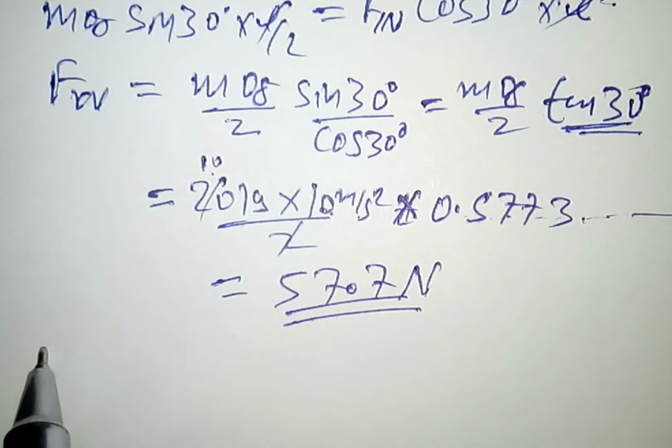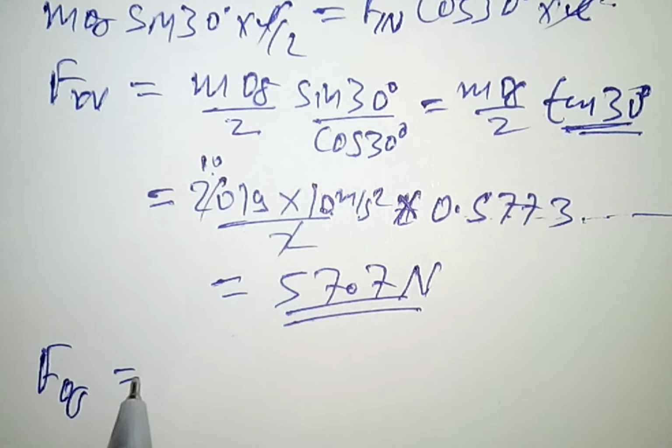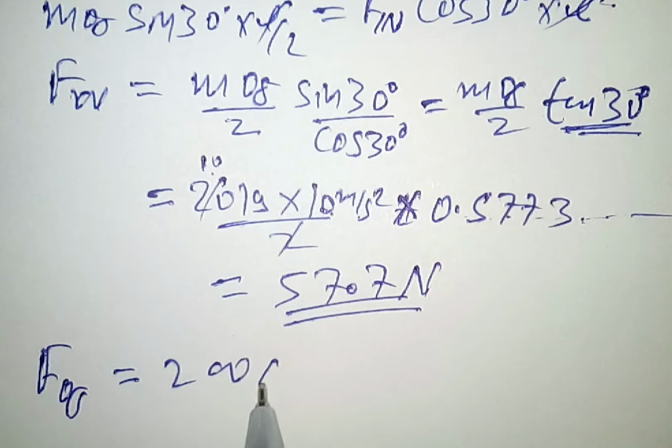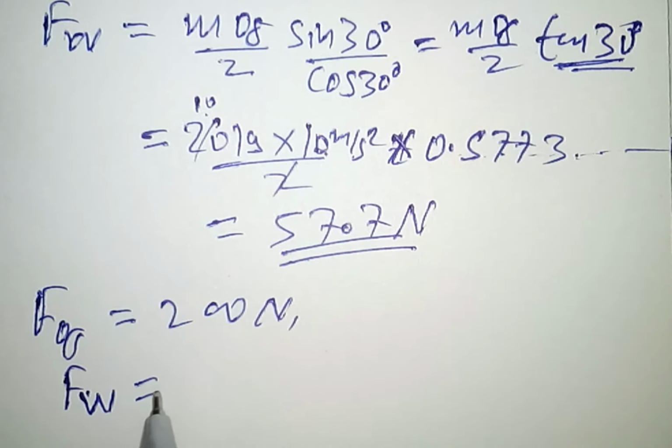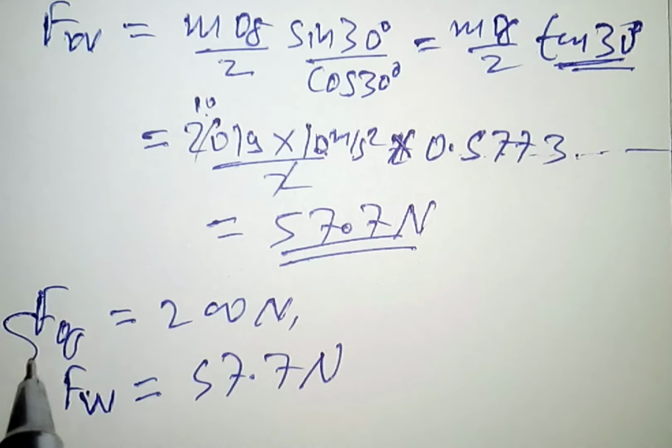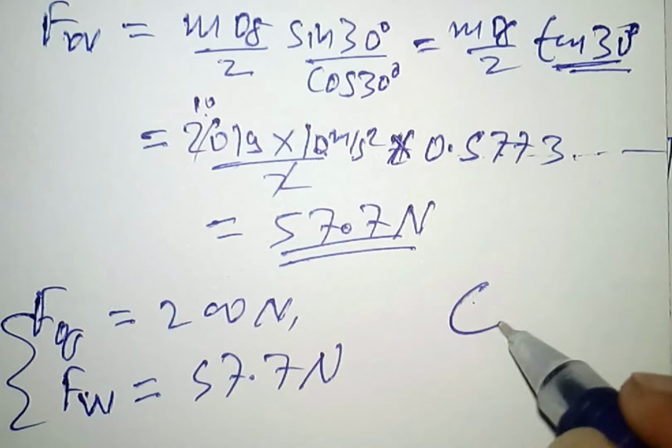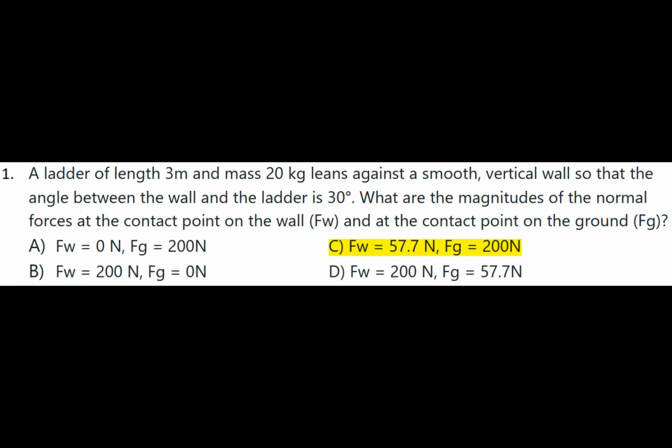In the first case, Fg is equal to 200 Newton, and now we have calculated that Fw is equal to 57.7 Newton. So the correct answer is alternative C.